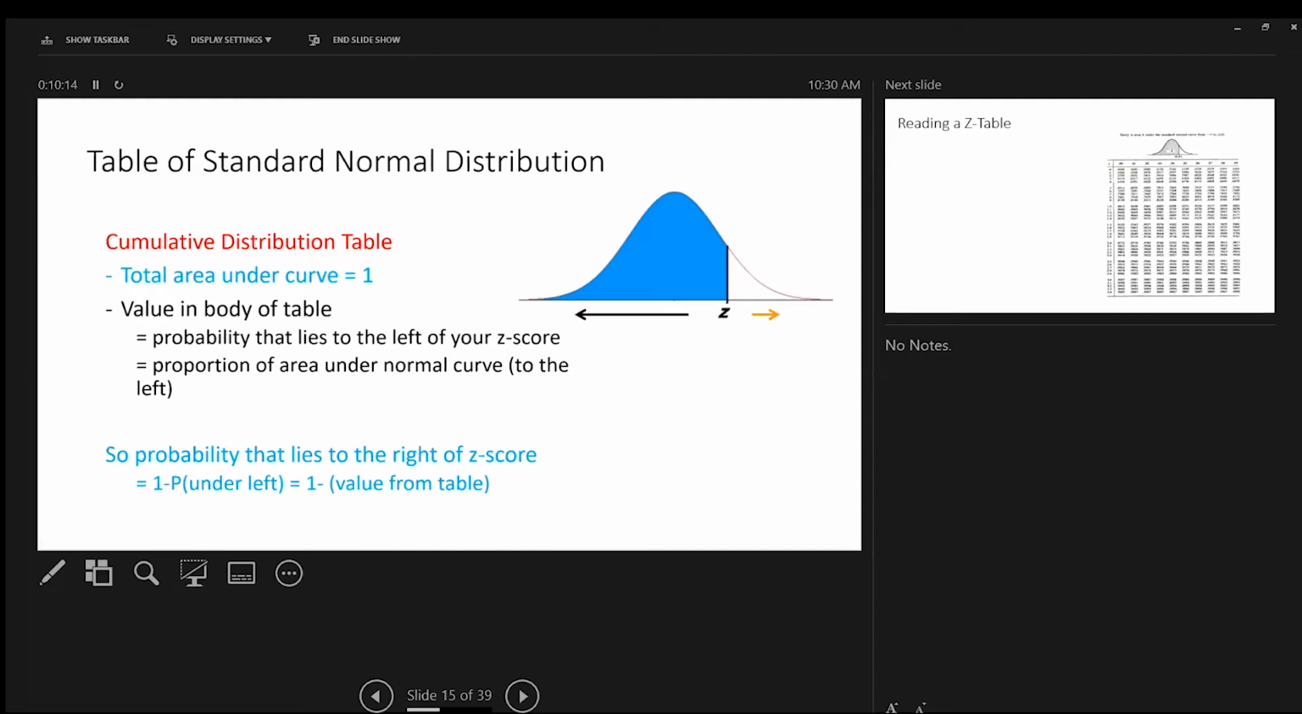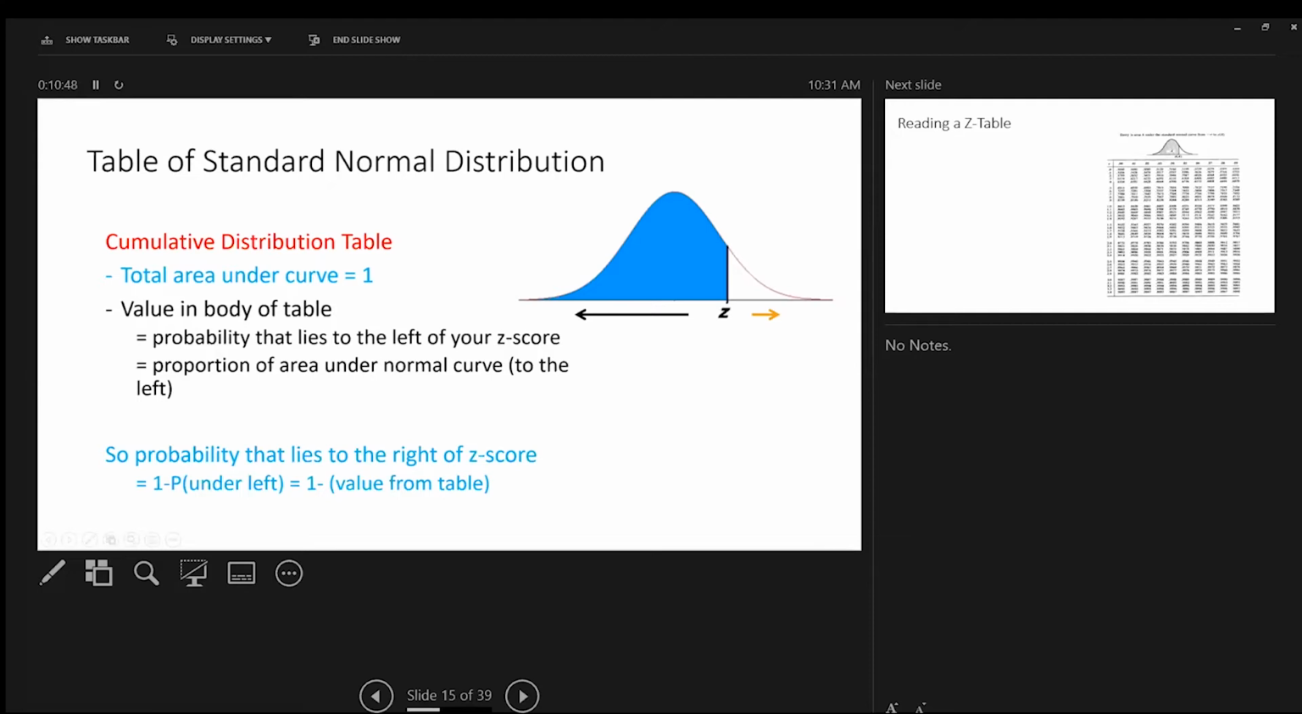So the table, if you flip to it and take a look, you'll see up in the top right corner you have a figure that's very similar to this one. So it's a cumulative distribution table. Statisticians have done a ton of research on this, and they've pretty much calculated every possible probability for every z-score, and have all of that information in this table now.